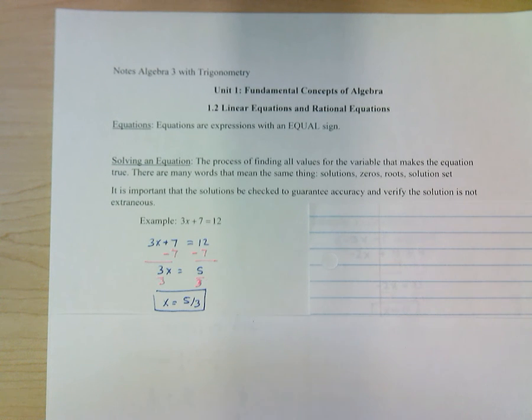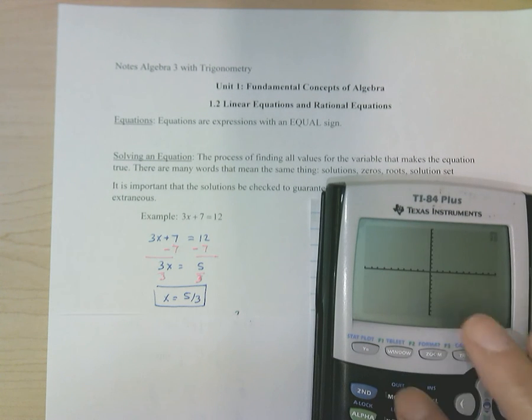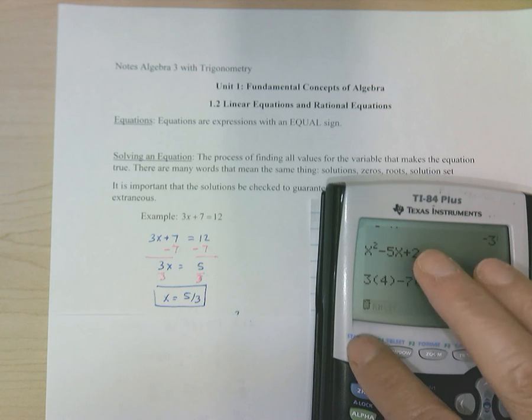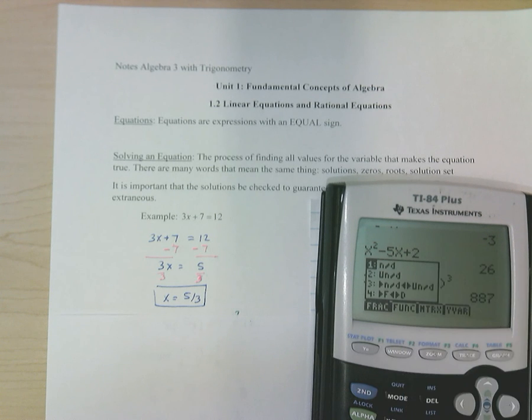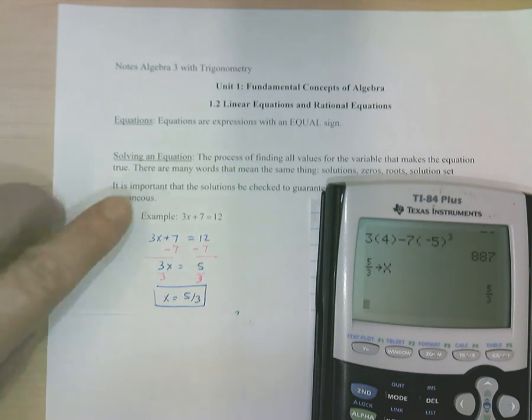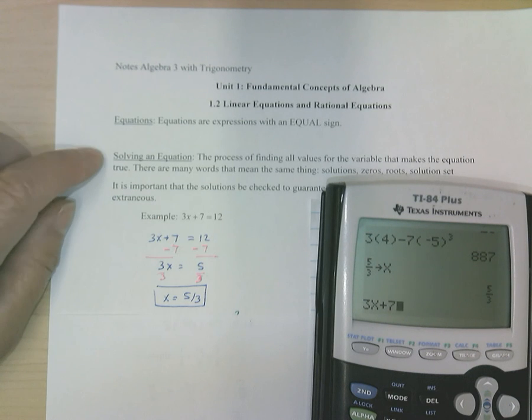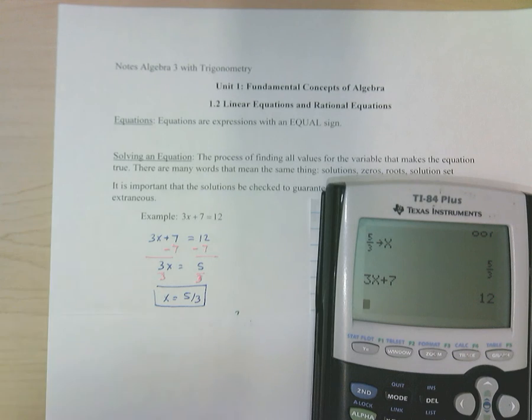5/3. And then one of the ways you can check this is I'm going to store a value. So I'm going to get a fraction. I hit alpha, y equals, I got a fraction. 5 is in the numerator, 3 is in the denominator, and I'm going to come over and hit the store button. The store button is down at the bottom, right below the on. And I'm going to store it for x, and I'm going to hit enter. Then I look back at my equation, 3x plus 7. So I type in 3x plus 7, and if I did it right, when I hit enter, it should equal 12. Okay, I did it right, so I'm good. So that's one way to check it.